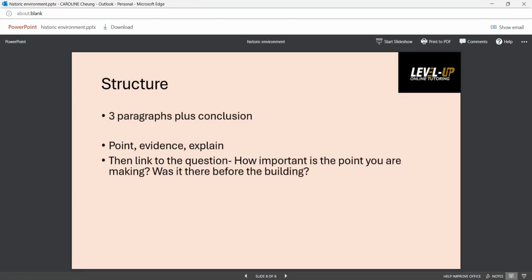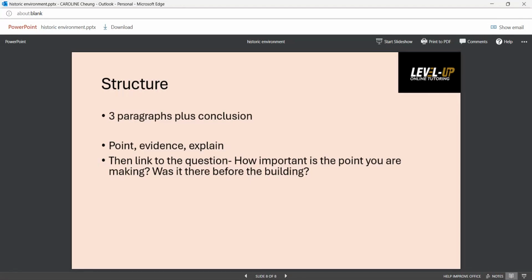And then the final thing you're going to do, and this is where you get loads of marks, you're going to link to the question, how important is the point you're making? If you weigh it up against the other 2 points, is it the most important?